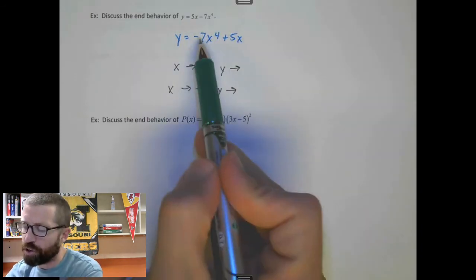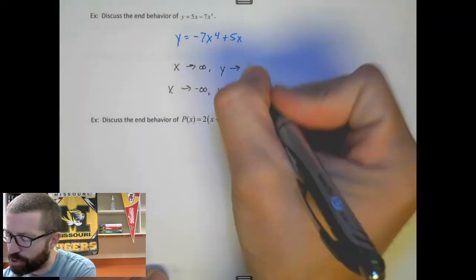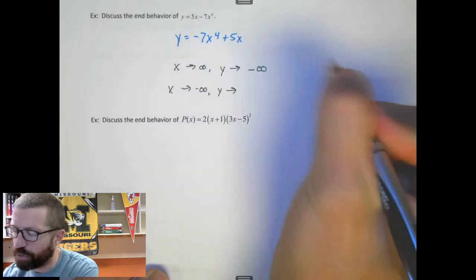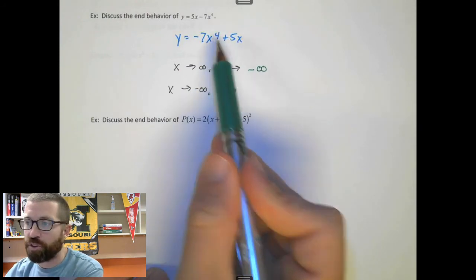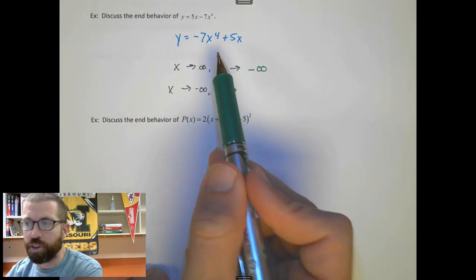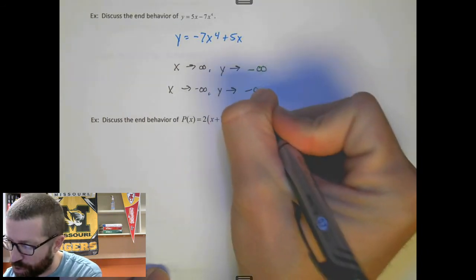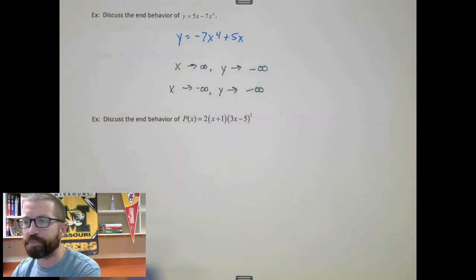So for the right side, you look at the leading coefficient. It's negative, so that means the graph is going to go down. And then the degree is even, so that means it's going to do the same on the left as it did on the right. So this is also negative infinity.